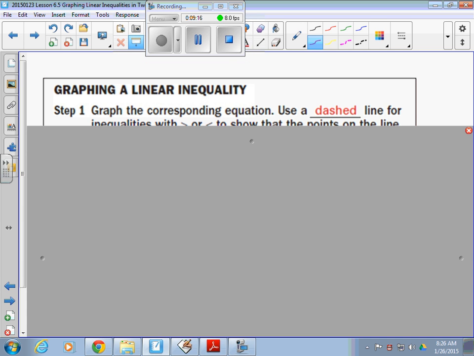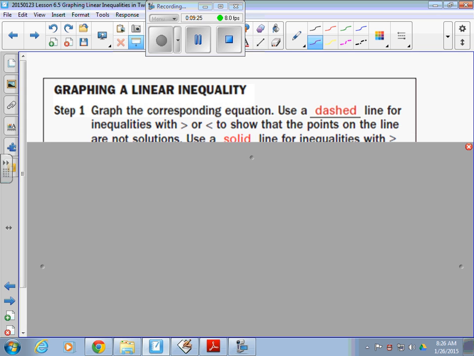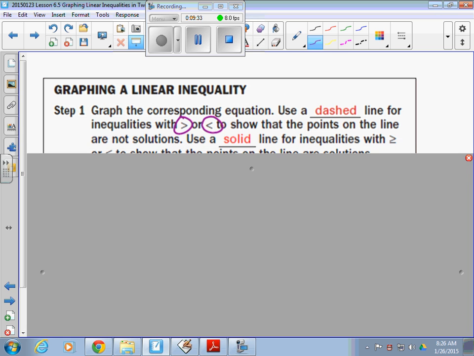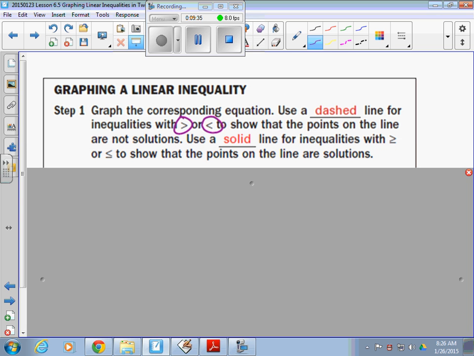Going back to the front of the page, these are the steps for graphing a linear inequality. Notice, graph the corresponding equation. Use a dashed line if it is greater than or less than, not or equal to. Use a solid line if it has the or equal to part, greater than or equal to or less than or equal to.